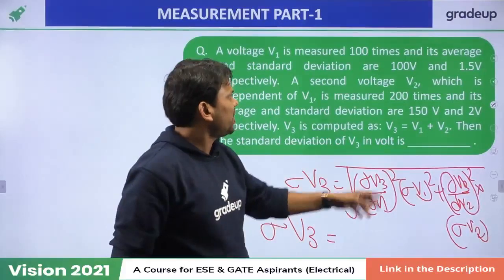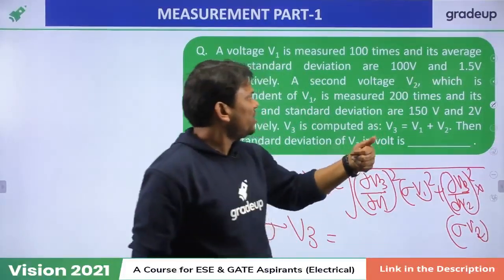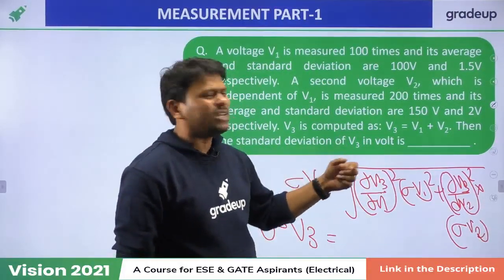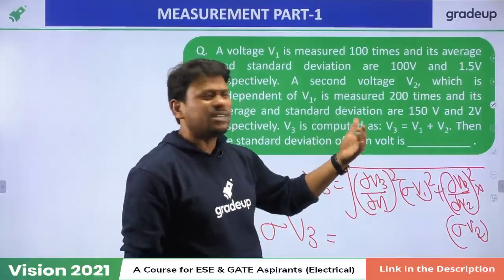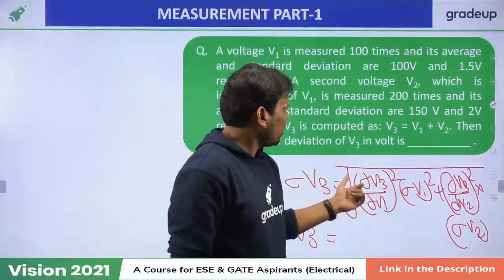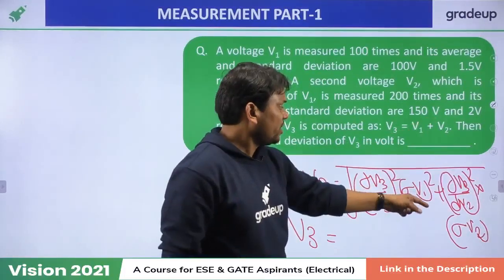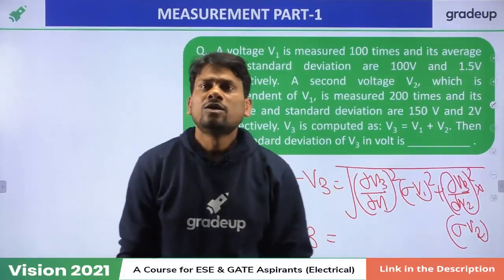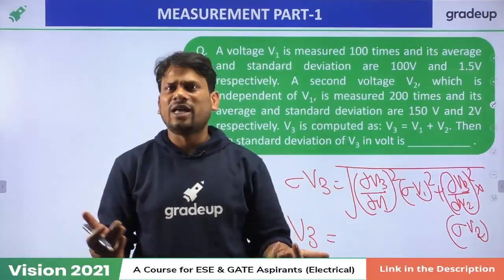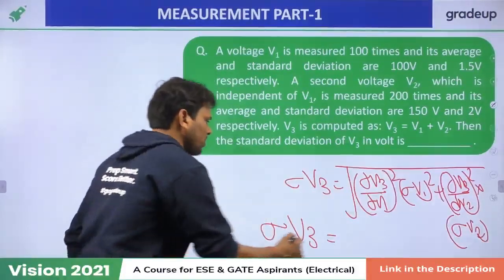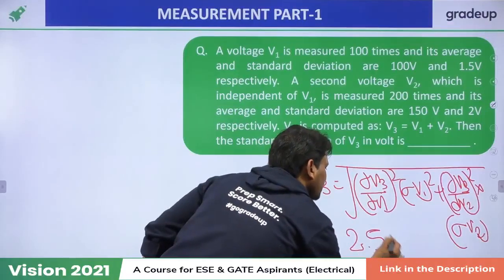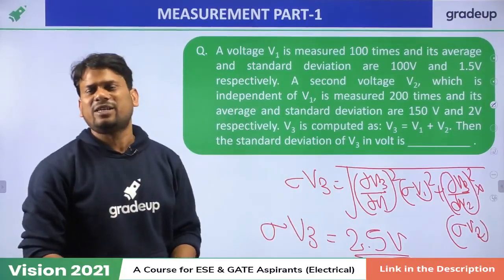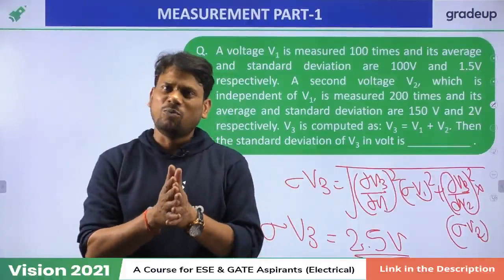So just see, it is better. 1.5 squared is 2.25 and 2 squared is 4, so 4 and 2 point something, so 6 and something. The square root is around 2.5, yes, thank you Vishal, it is coming 2.5 volts. So our final answer is 2.5 volt. Please mind it, everyone. Our final answer is 2.5 volt.